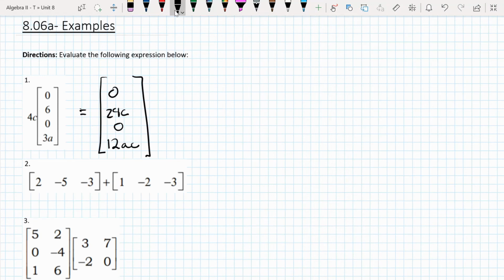These two matrices have the same dimensions, so we're allowed to add them together. That's all we're going to do: add each element in their respective locations. So 1 plus 2 is 3. Negative 5 minus 2, that's negative 7. And then lastly, negative 3 minus another 3. That's going to be negative 6.